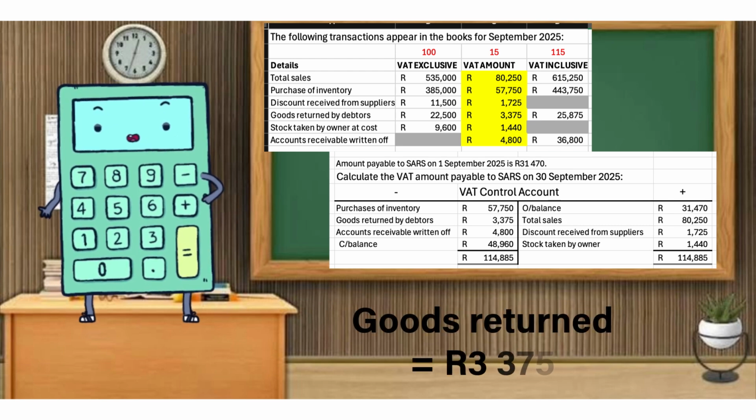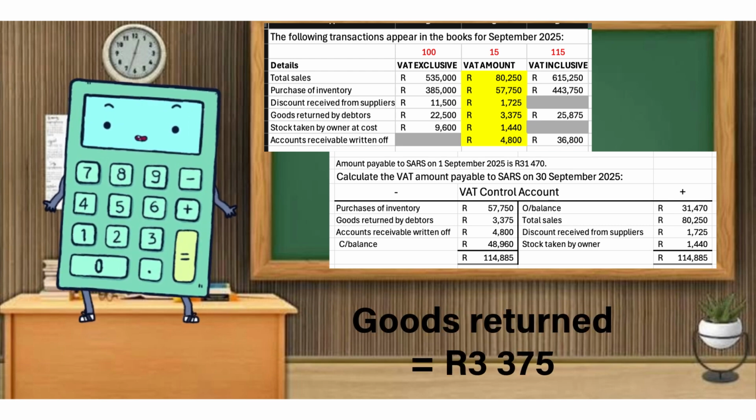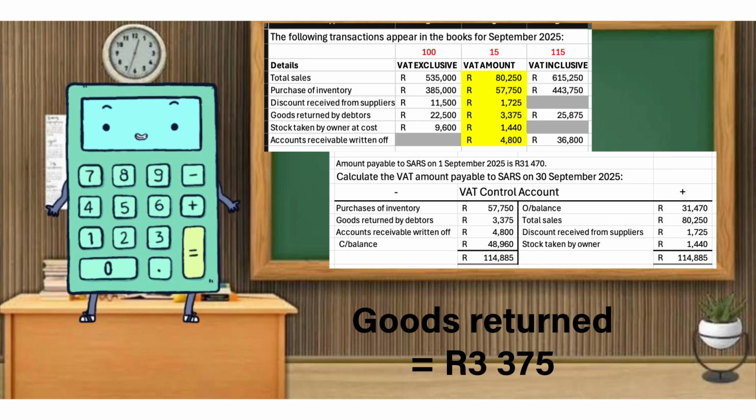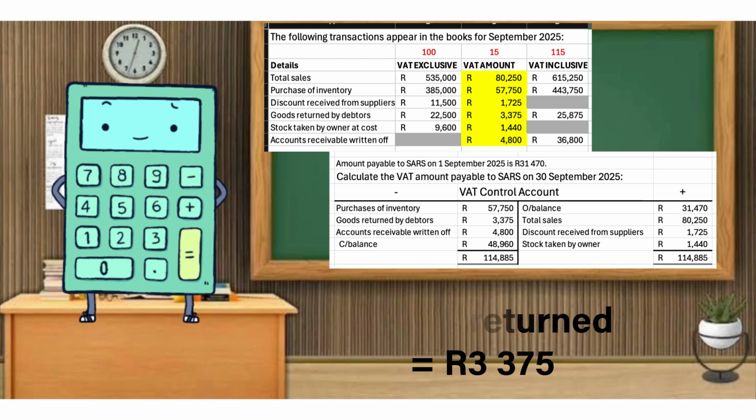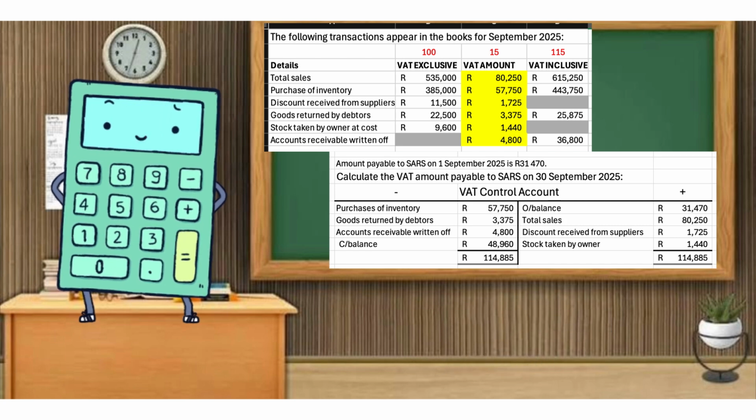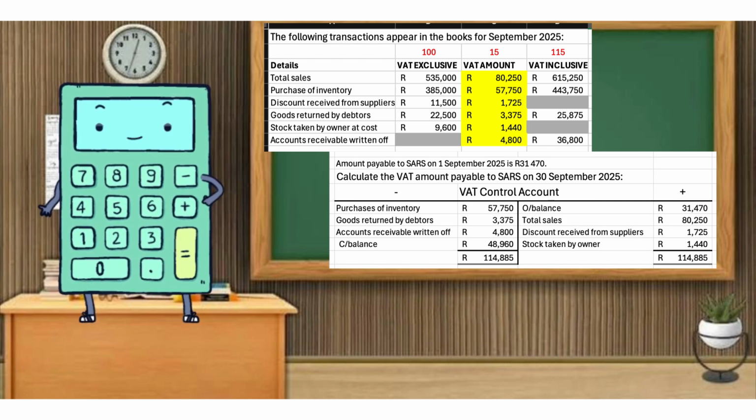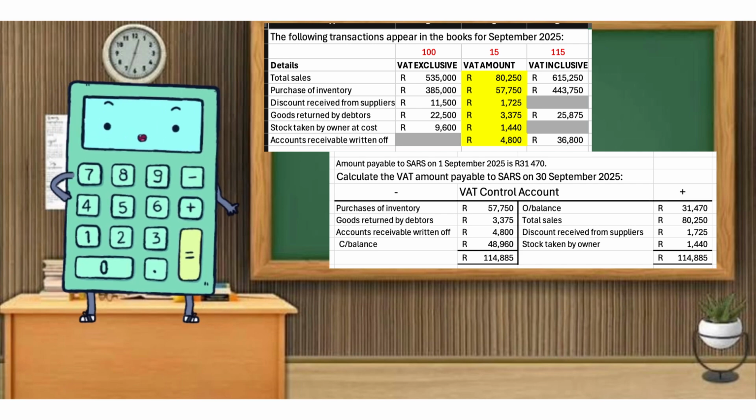Goods returned by debtors amounted to 3375. When a customer returns something, we refund them the VAT, so we no longer owe that VAT to SARS, and our debt to them is reduced.